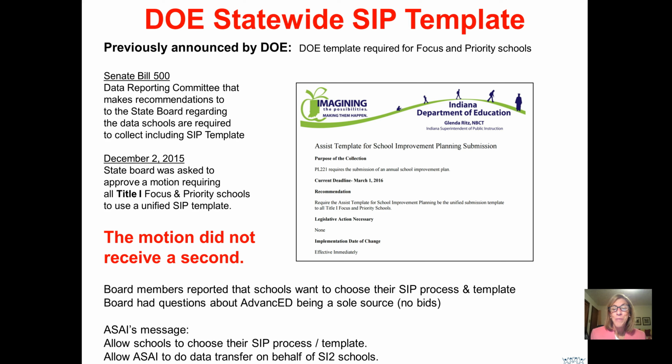So the message is stay tuned. The board is scheduled to discuss this again at the January meeting, and in the meantime, Superintendent Ritz suggested that they provide additional information for the board. I'm sure that many of our schools, as well as the Principals Association, are also talking with the board about having schools be allowed to choose the school improvement planning process and template that works best for them. So stay tuned. We will be at the January board meeting, and we'll keep you posted.